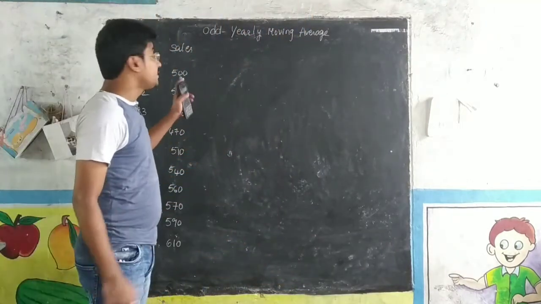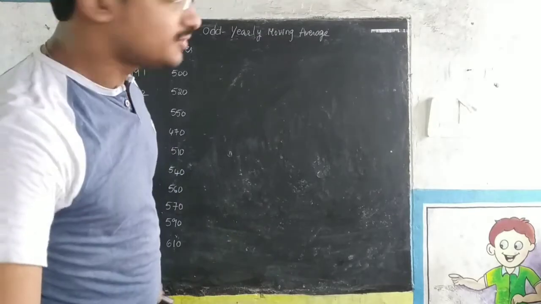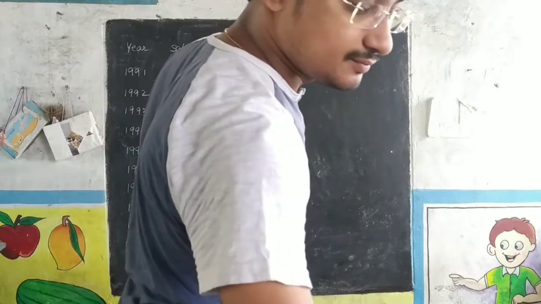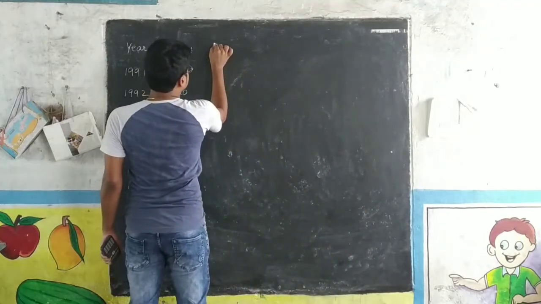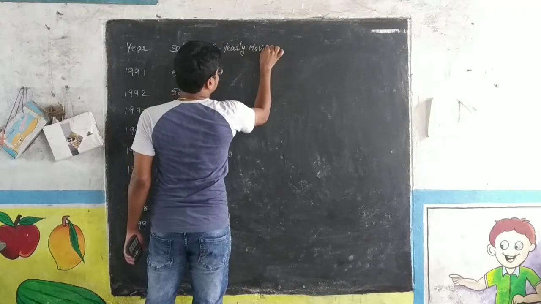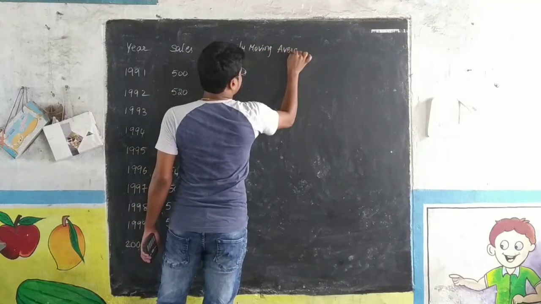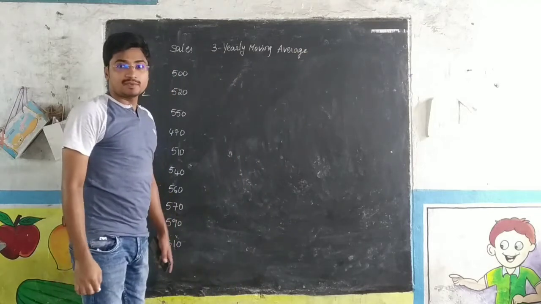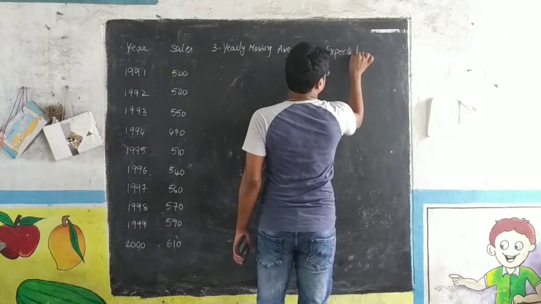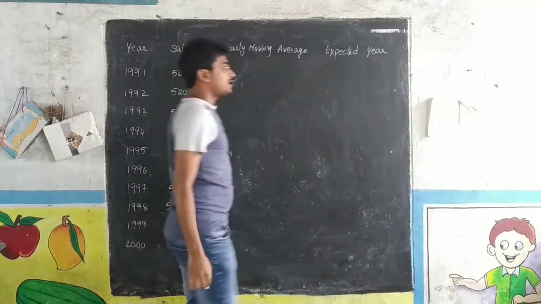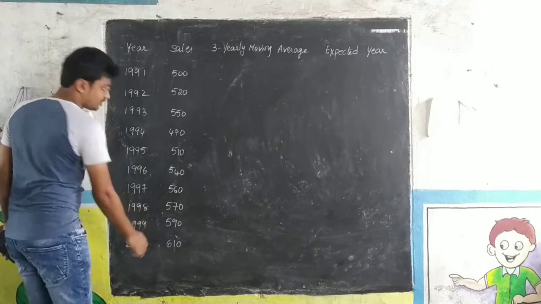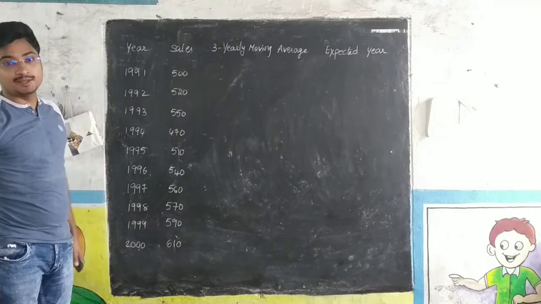First question is 3 yearly moving average. The last column is the expected year. The total number of years is 10. This is the 3 yearly moving average.